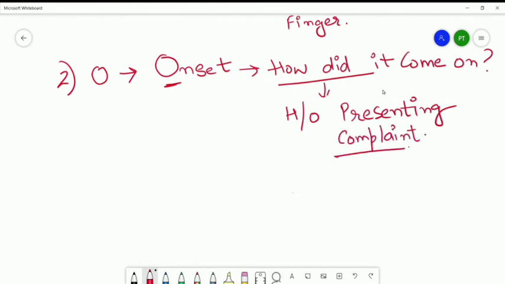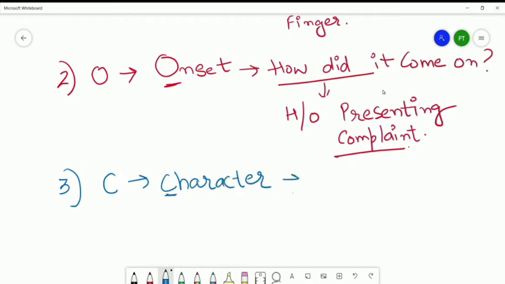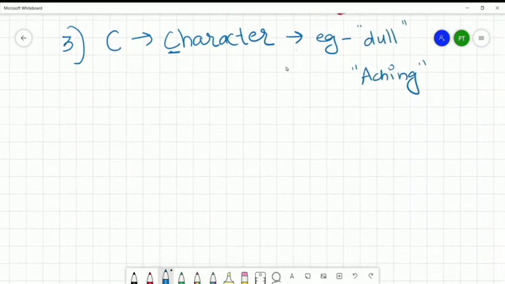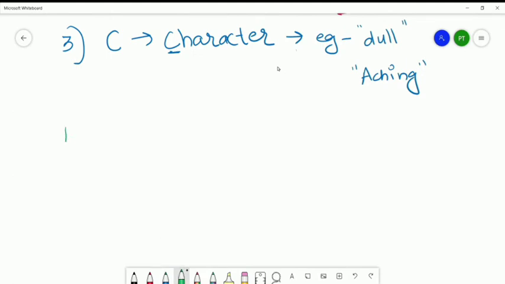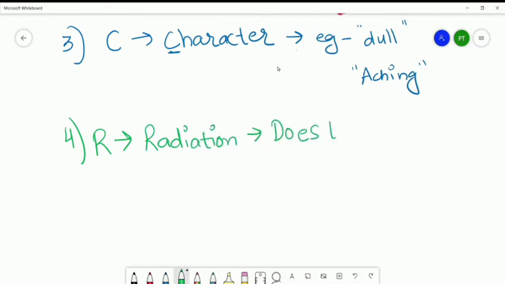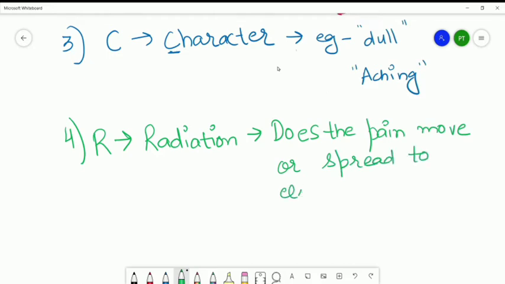Third, we have C, that is for character. For example, dull or aching or tearing or stabbing pain. You have to ask what kind of pain he is having. Then fourth, we have R, and R is for radiation. Ask the patient if the pain is radiating to any other part. Does the pain move or spread elsewhere? This is for R.